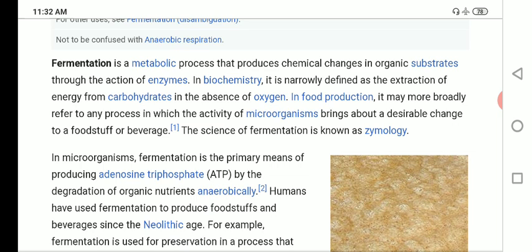an organic substrate. This fermentation has some broader definitions or meanings in the area in which these terms get applied. In biochemistry, it is defined as the extraction of energy from carbohydrates in the absence of oxygen. And if you consider fermentation with respect to food production, it broadly refers to any process in which the activity of microorganisms brings about desirable changes to a foodstuff or a beverage.